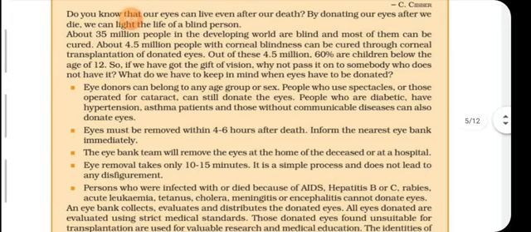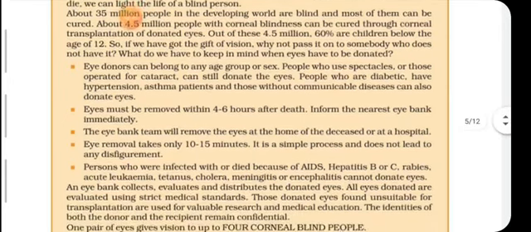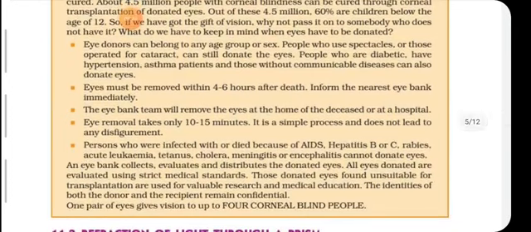Eyes must be removed within 4 to 6 hours after death. Inform the nearest eye bank immediately. The eye bank team will remove the eyes at the home of the deceased or at a hospital. Eye removal takes only 10 to 15 minutes. It is a simple process and does not lead to any disfigurement.